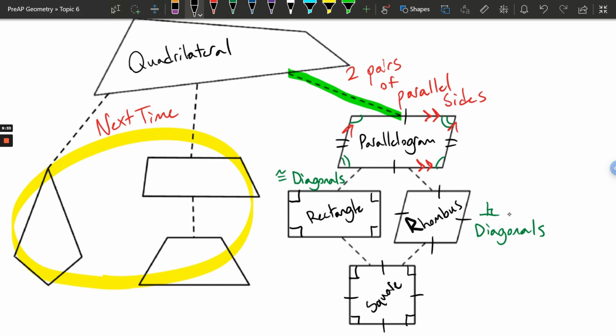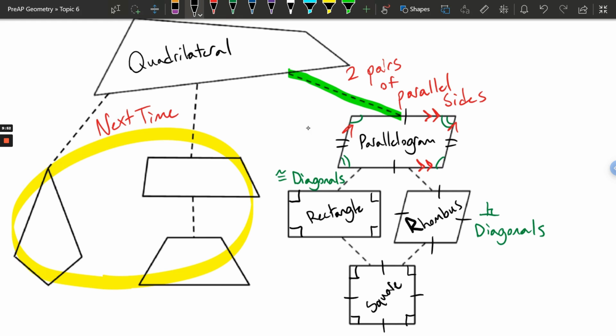So a square has perpendicular diagonals, just like a rhombus. The square has congruent diagonals, just like a rectangle. And it's also a parallelogram. So a square is technically both a rhombus and a rectangle. You could also call it a parallelogram and be correct. You can also call it a quadrilateral and be correct.